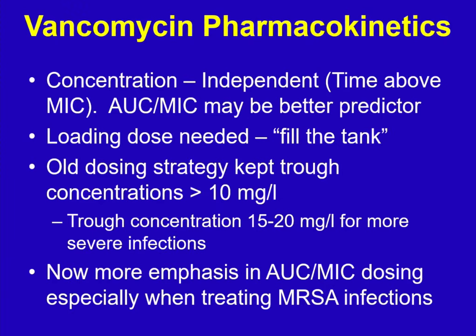Pharmacokinetics, again, Kristen's talked to you about this a few weeks ago. It's concentration independent, so it's time over MIC, although the AUC over MIC is really the better predictor of efficacy. We all know when we start vancomycin, we need to load the tank, give a loading dose. The old strategy was a trough-based strategy. We kept the trough above 10, and for serious infection, you kept the trough around 15 to 20. Unfortunately, you're probably overdosing most of these patients and causing toxicity. Now there's much more emphasis, especially on staph MRSA infections. You go AUC over MIC, targeting some infections over 400, and for other infections maybe 500, depending on severity of infection.